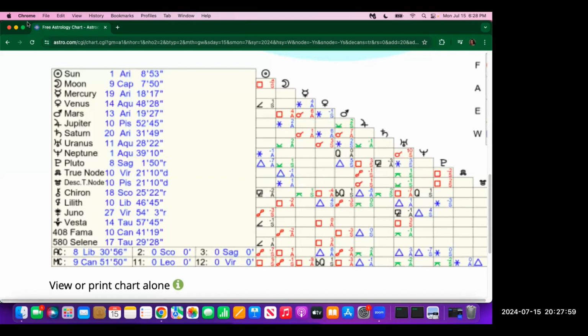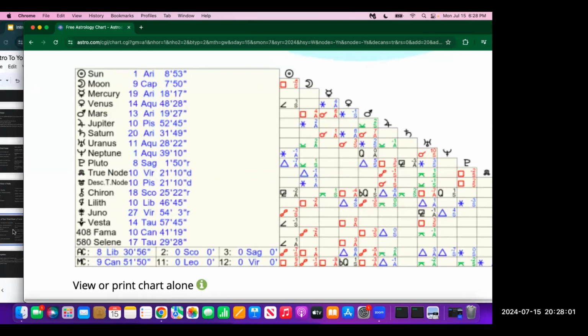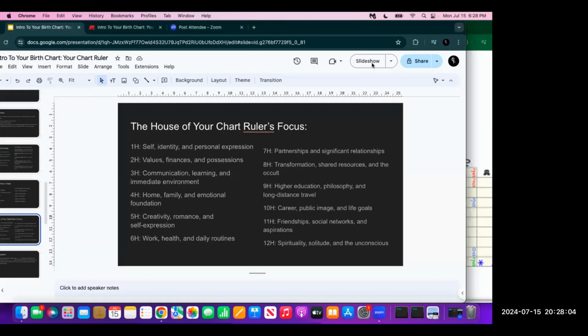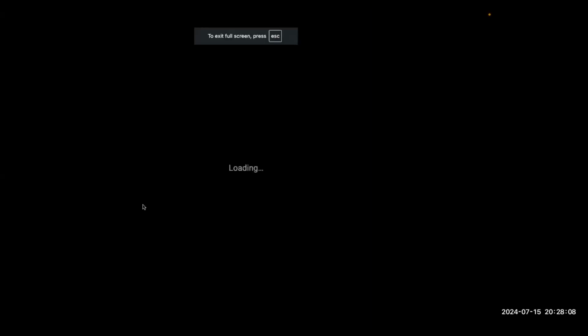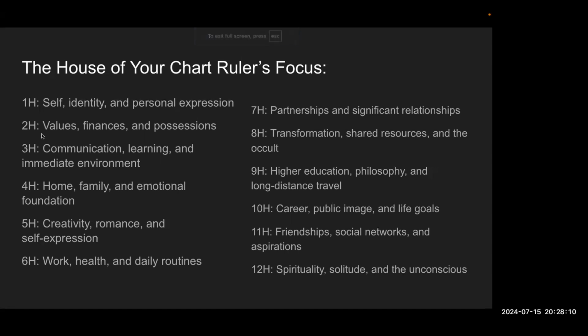So if everyone's okay with me bringing it back to your house focus: whichever house your chart ruler is in, if it's in the first house, the focus is on self, identity, and personal expression. If your chart ruler is in the second house, your focus is on values, finances, and possessions. So find which house your chart ruler is in and then write down the focus areas.